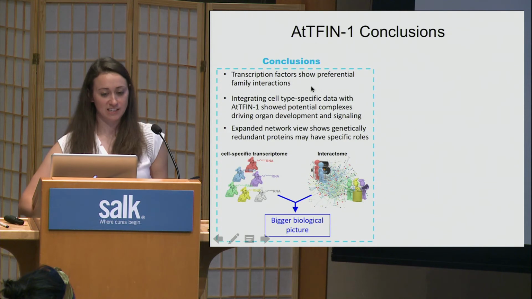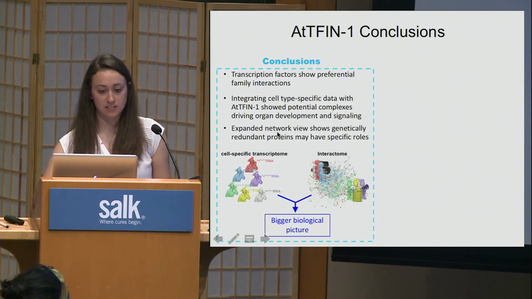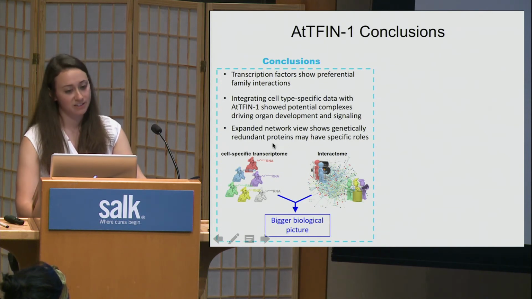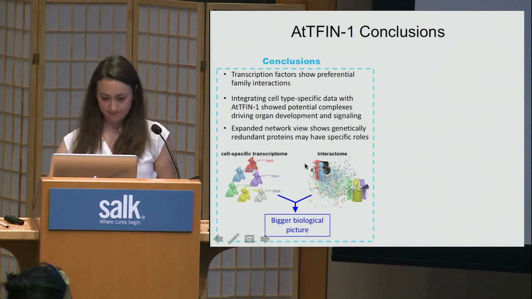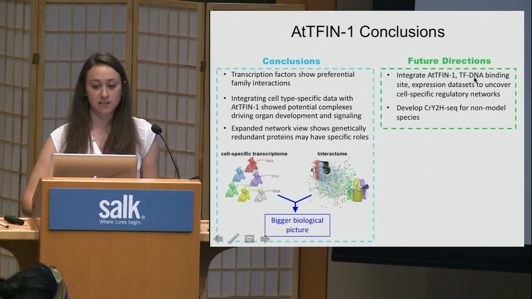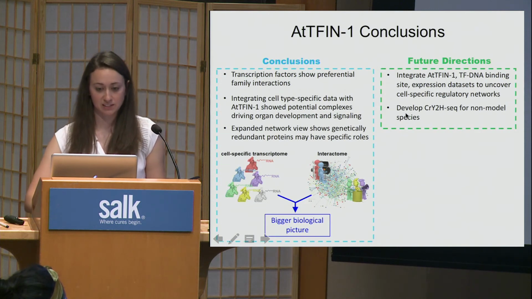Okay, so in conclusion, transcription factors show preferential family interactions. Integrating this cell type specific data with ATTFin1 showed potential complexes driving organ development. This expanded network view shows that redundant, or genetically redundant, proteins like the IAA proteins may actually have specific roles. And some future work that could be done is integrating ATTFin1 data with TF DNA binding site data and expression data to uncover these cell-specific regulatory networks.